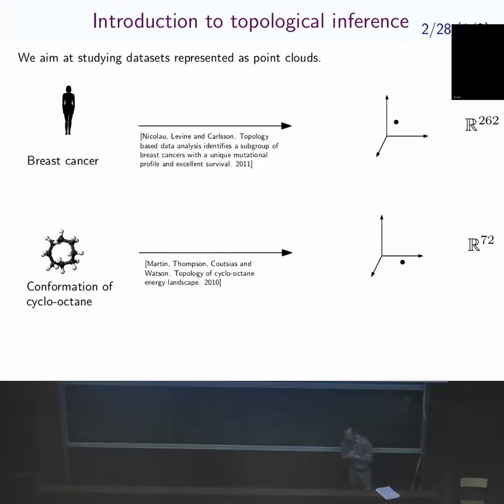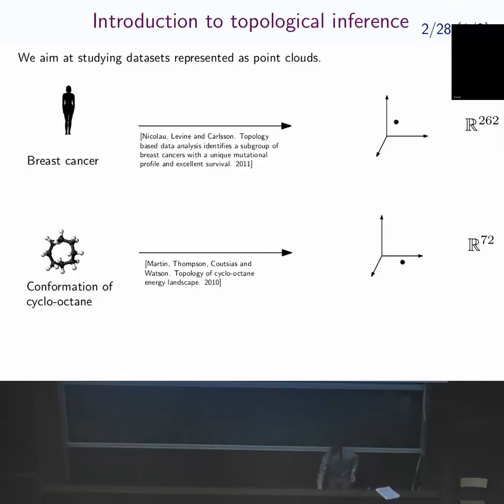The second example comes from chemistry. The cyclooctane molecule admits several spatial conformations, and you can encode the spatial conformation of a molecule with 72 variables. So we can transform a molecule into one point in R^72.